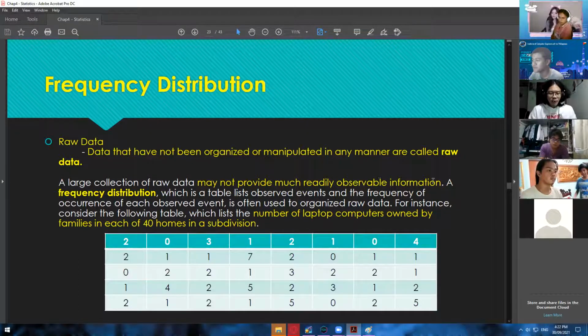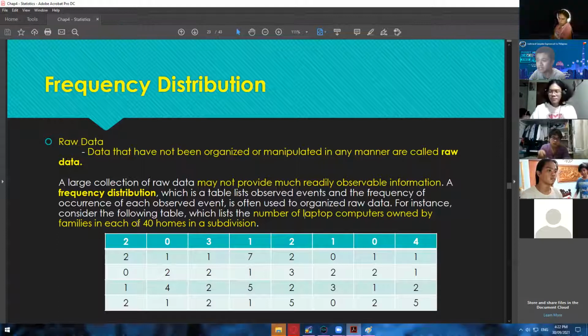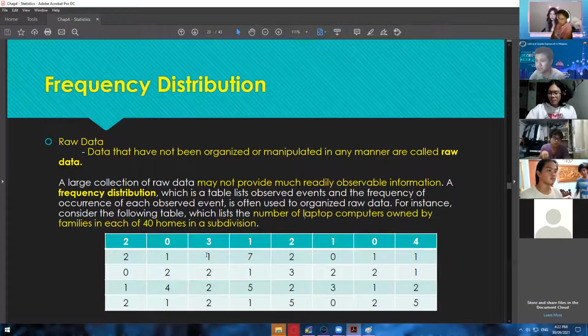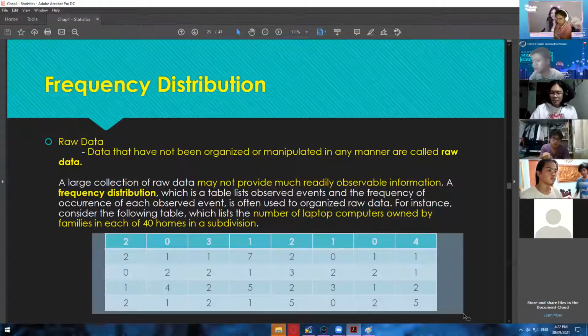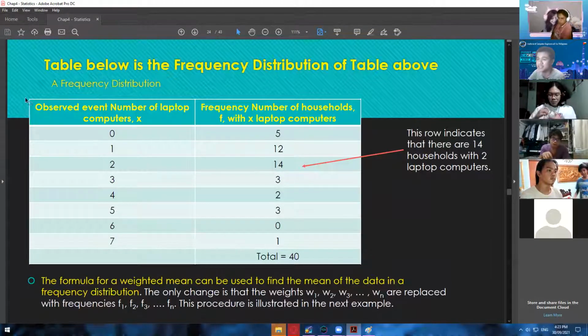So in here, let me introduce to you guys the frequency distribution. This is a table that lists observed events and the frequency of occurrence of each observed event, often used to organize raw data. For instance, consider the following table, which is the list of the number of laptop computers owned by families in each of 40 homes in a subdivision. From this raw data, to make your life easier, we have to put this one into a frequency distribution.